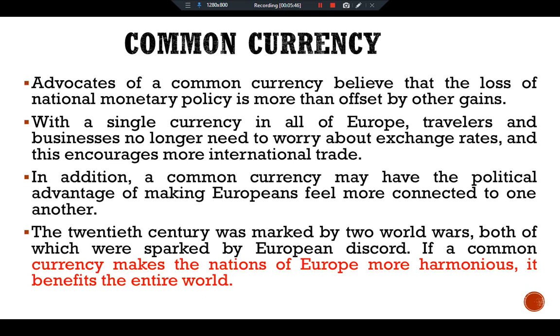The 20th century was marked by two world wars, both of which were sparked by European discord. If a common currency makes the nations of Europe more harmonious, it benefits the entire world in the end. So this is all about the case study related to the monetary union in the United States and Europe.